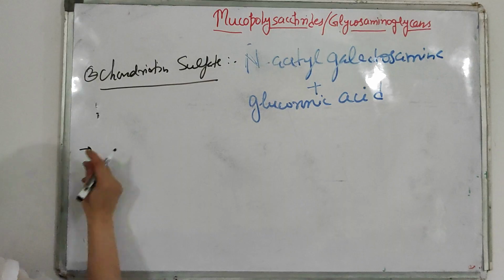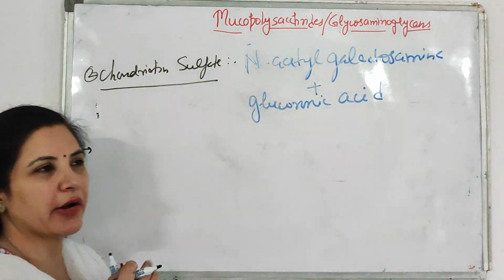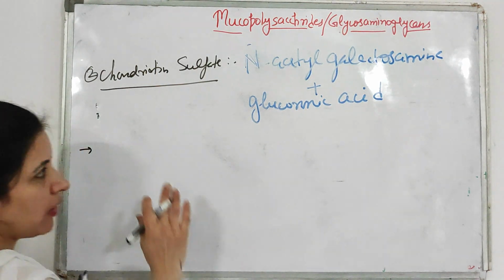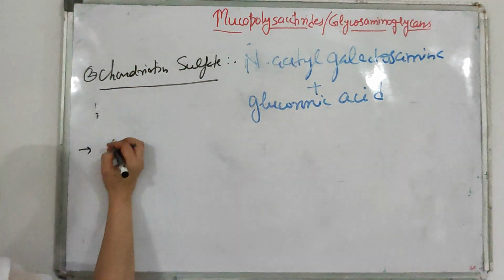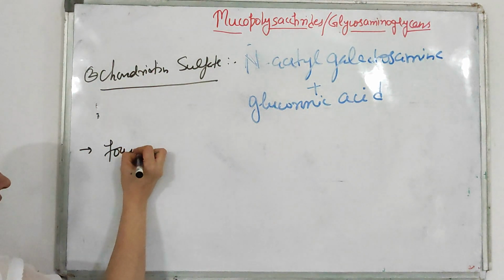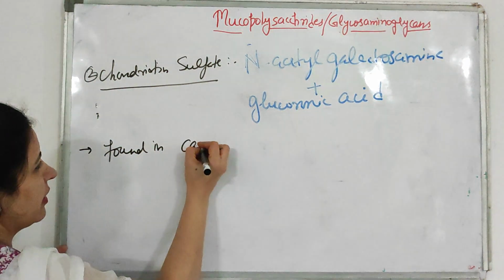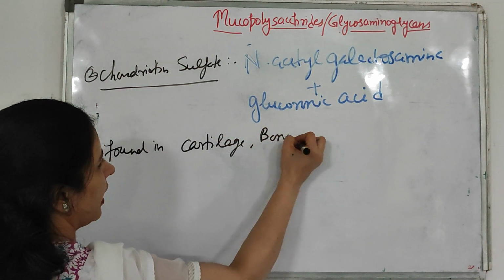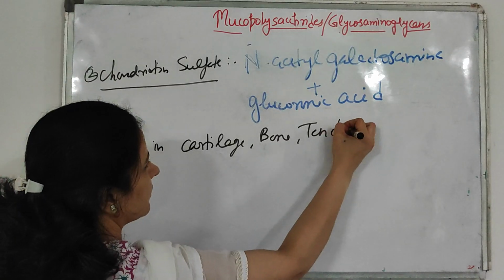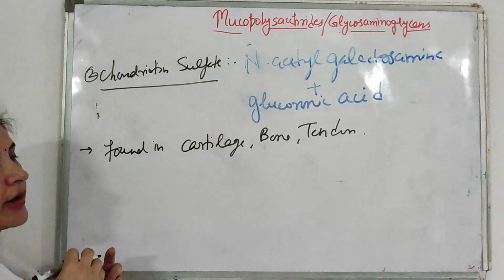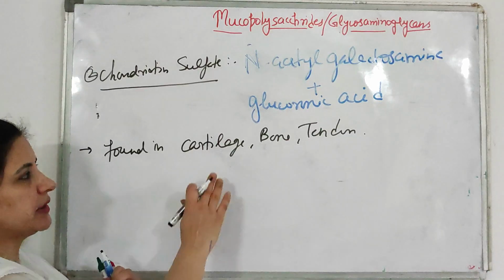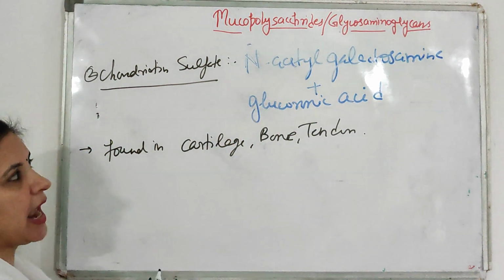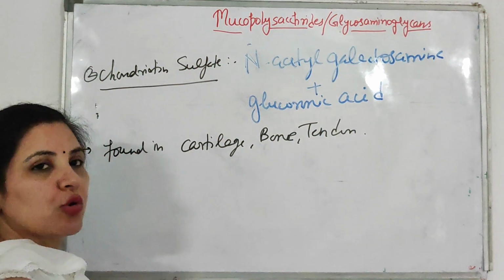Now, what are the features? Chondra is a Greek word, and chondra means cartilage. So where is it found? This chondroitin sulfate is found in cartilage, bone, and tendon. Remember, chondra means cartilage, so it is present in cartilage, bone and tendon. And the composition is N-acetyl galactosamine plus glucuronic acid.